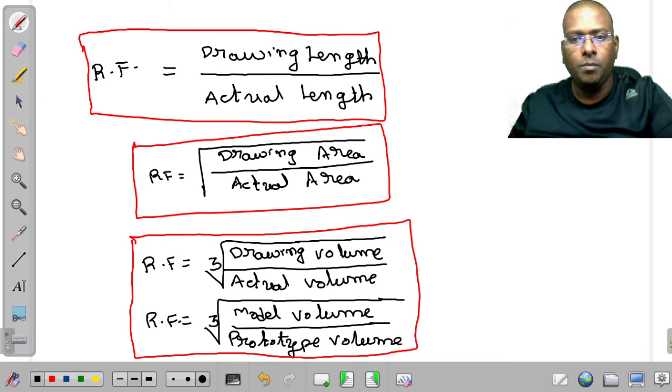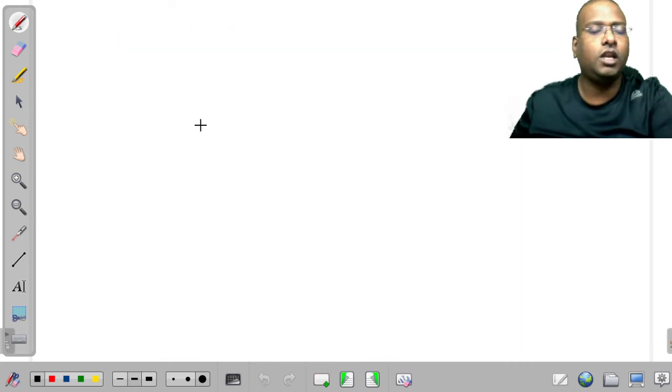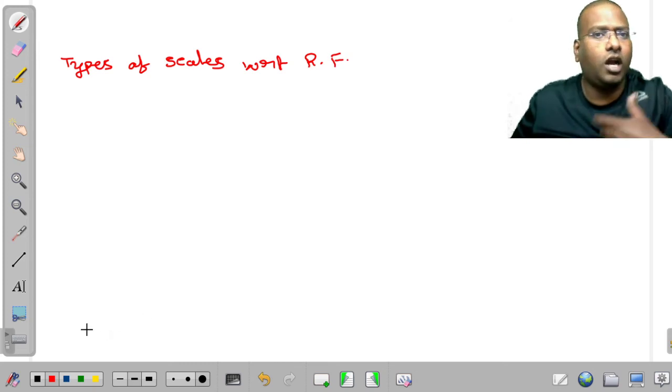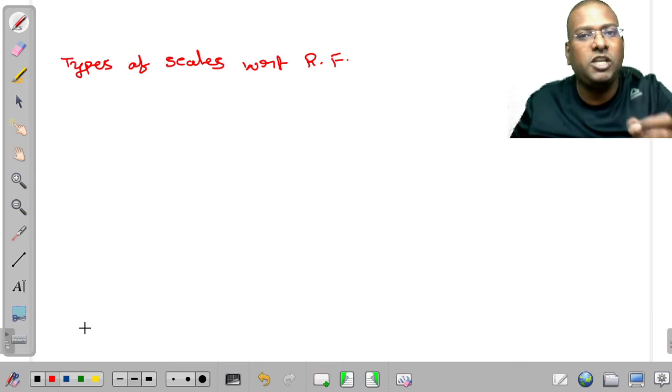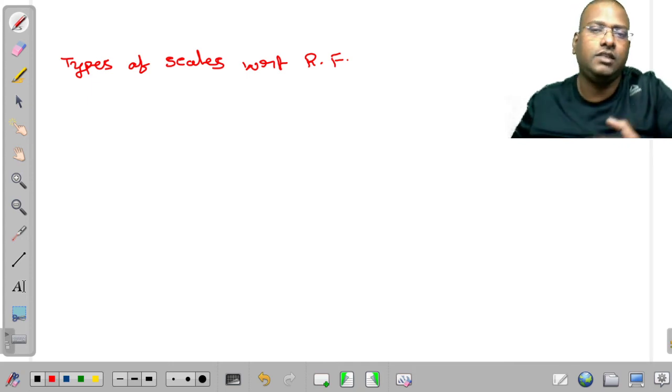So here, based on the representative factor, we can divide the scales into three types. What is the classification of scales with respect to representative factor? Types of scales with respect to representative factor. Another classification is also there, the scales depending upon their accuracy, how much precision they have. The scales are divided into a few more categories that we will discuss in the next video.